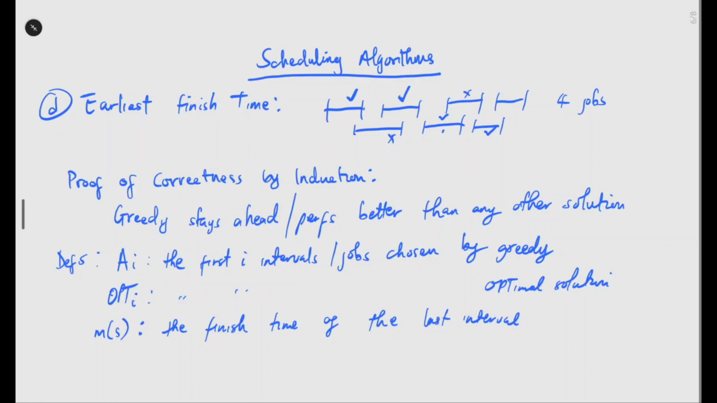So moving ahead, after our definitions, like I said, when writing your proof of correctness by induction, you start by defining your greedy, your optimal, and then your measure of goodness. The next thing you do after definitions is make your claim. And like I said before, our claim is that greedy is better. Greedy stays ahead, right? And using our measure of goodness, which is the finish time of the last interval, if greedy is better, it means greedy is finishing earlier.